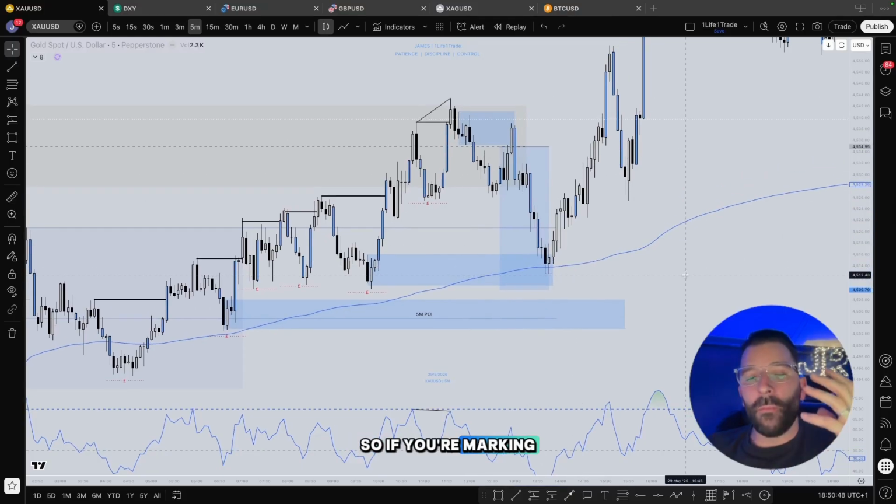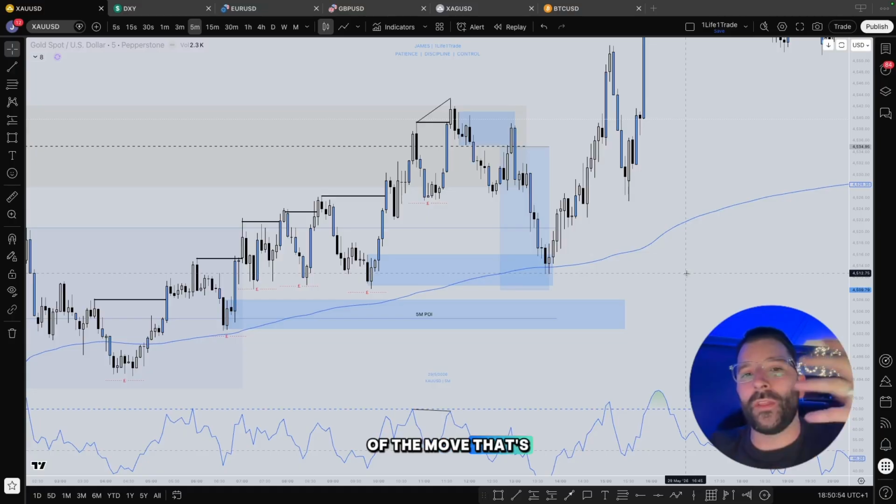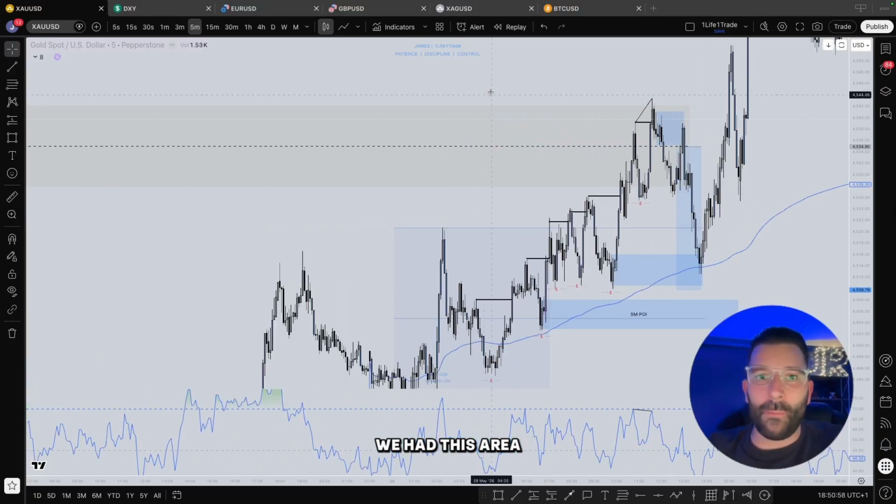So if you're marking your charts up correctly, you can always be one step ahead of the move that's happening. Like I said, we had this area marked out already. We had the imbalance, we had the fib. So we had this area.